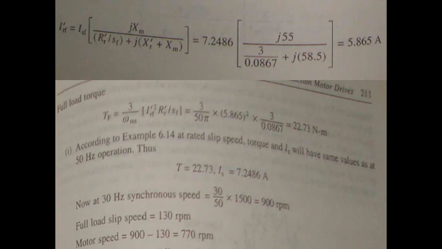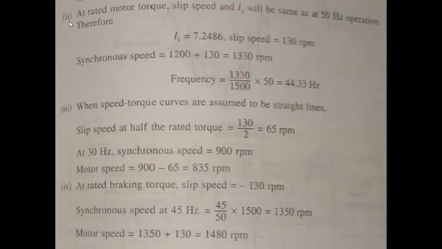So actually at full load they have asked. So we have to minus from 900 the full load slip 130 RPM. So 900 minus 130 RPM, totally you are getting 770 RPM. Okay, so this is the first bit: motor speed 770 RPM, torque and stator rated current are same. Next, second bit. At rated motor torque, find the slip, speed and IS.